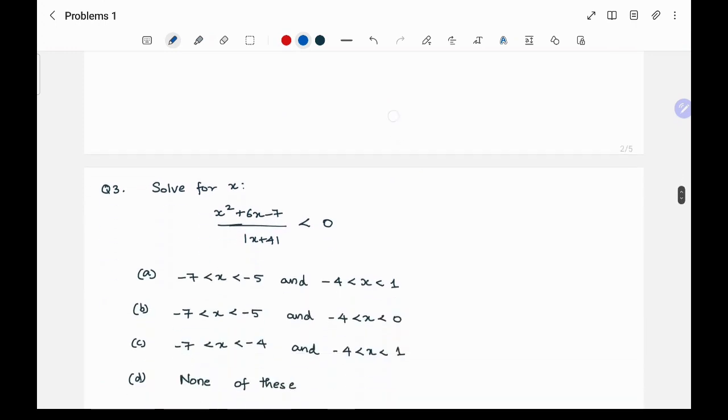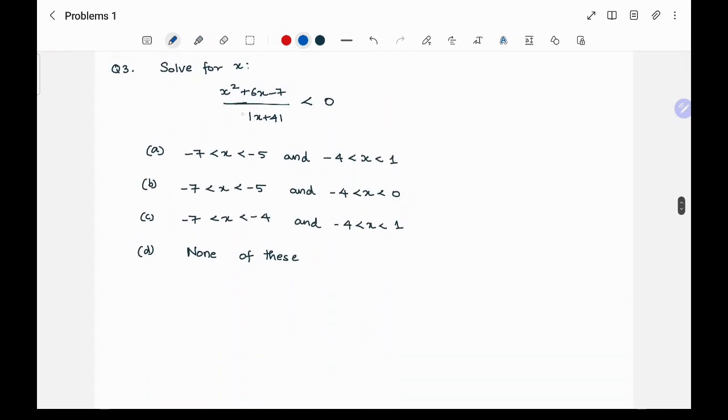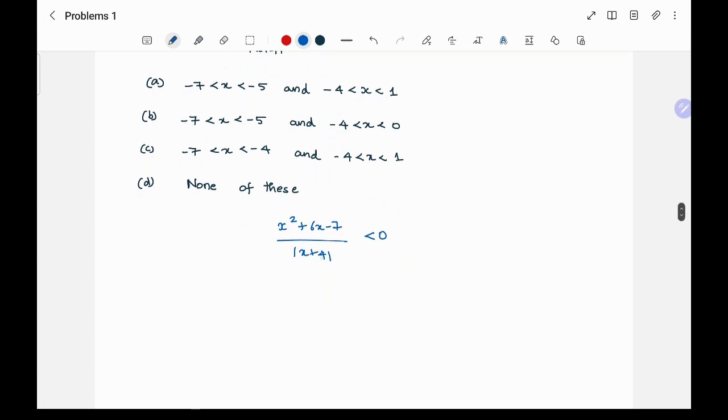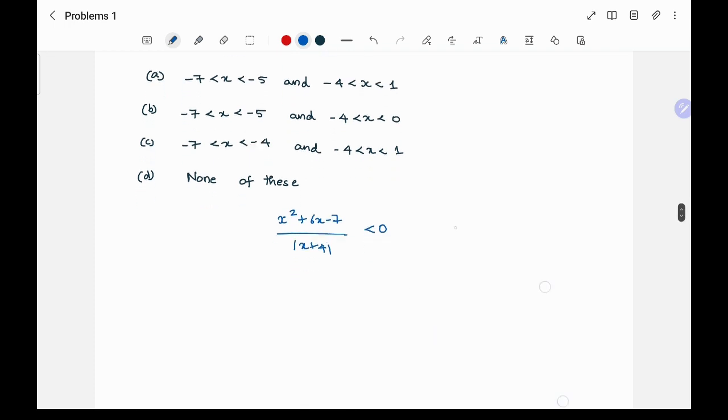Okay, next question. Solve for x. So they have given some inequality and they are asking us to find the range of x. Okay, so we have (x square plus 6x minus 7) by mod (x plus 4) less than 0. So from the denominator, what do we get? It should not be equal to 0, right? Otherwise this term itself will blow up. So mod (x plus 4) should not be equal to 0. So we'll get x is not equal to minus 4.